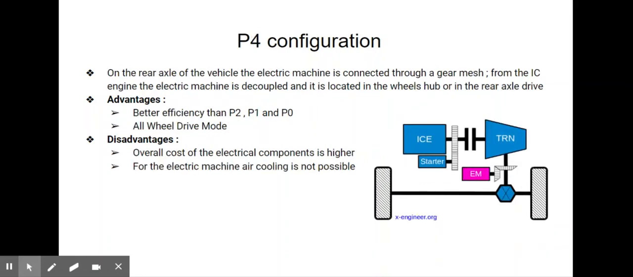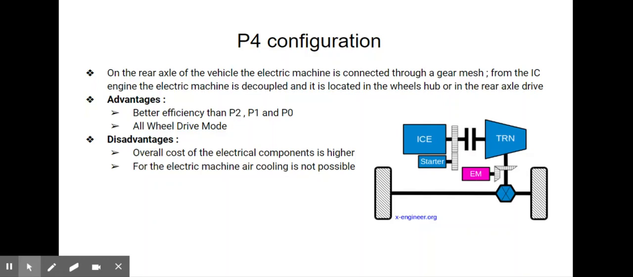Now the fifth configuration is the P4 configuration. It has a similar arrangement as the P3 configuration. In this, on the rear axle of the vehicle, the electrical machine is connected through a gear mesh. The electrical machine is decoupled from the IC engine and located in the wheels or in the rear axle drive.